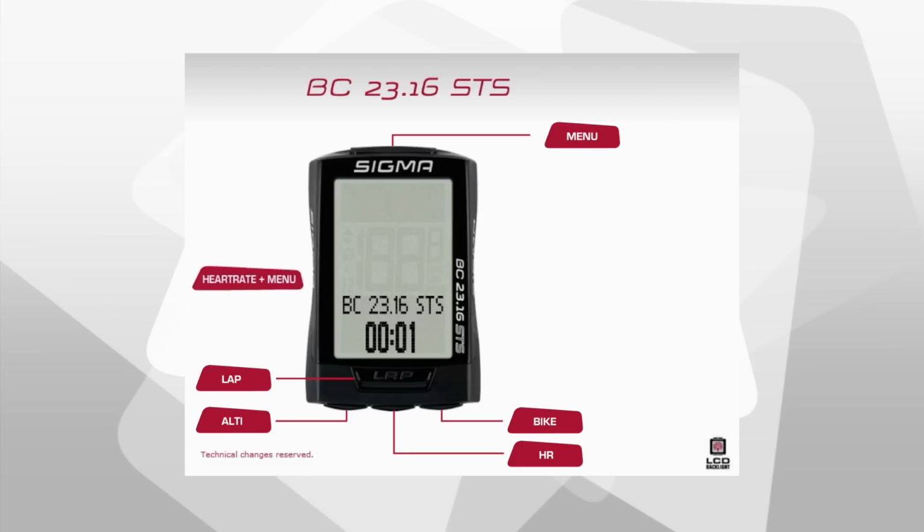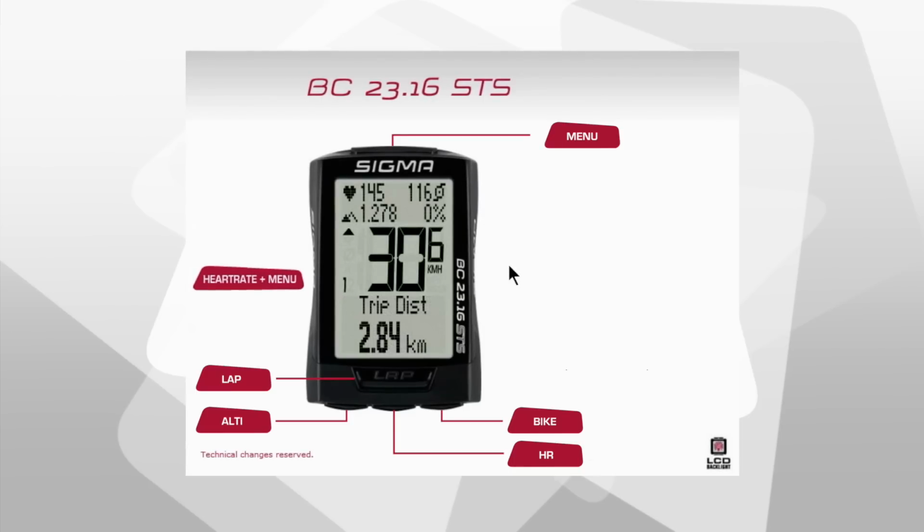In standby mode, the bike computer displays the name BC23.16 STS and the current time. When you set off on your bike, the computer is automatically activated. The current speed is permanently shown in large digits in the middle of the 3-line display.